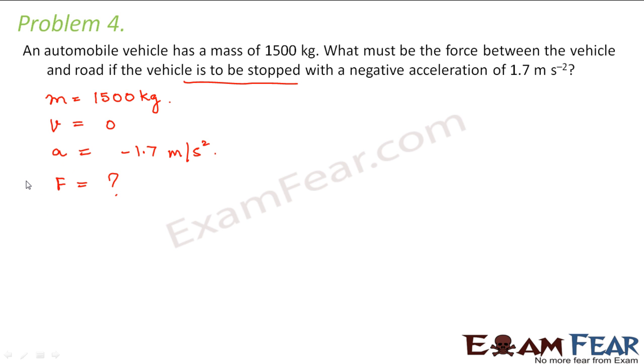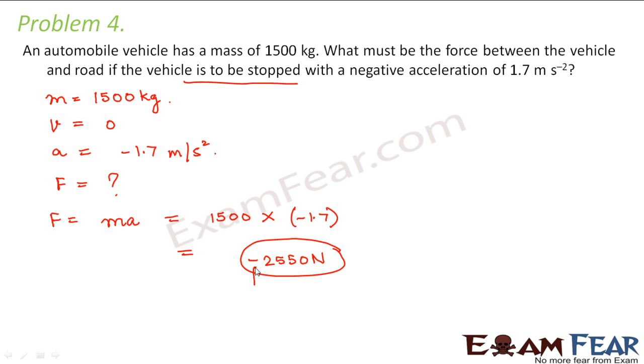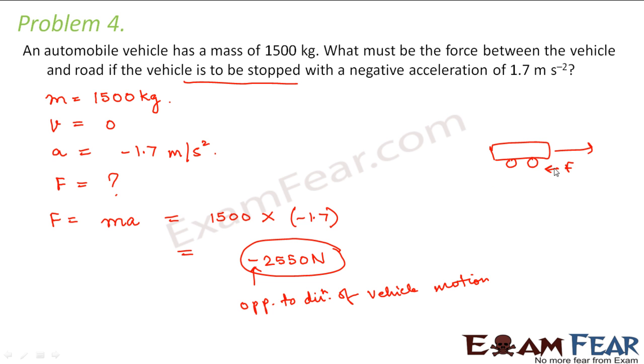So here, the force acting on any object is given by Newton's second law, that is the product of mass and acceleration. So here mass is given as 1500 and acceleration is given as minus 1.7. So this is minus 2550 Newton. So even here the sign is negative, which shows that the direction is opposite to the direction of vehicle motion. Let us suppose the vehicle is moving in this direction, so this force will be acting in the opposite direction, and that is how the vehicle will actually come to a stop.